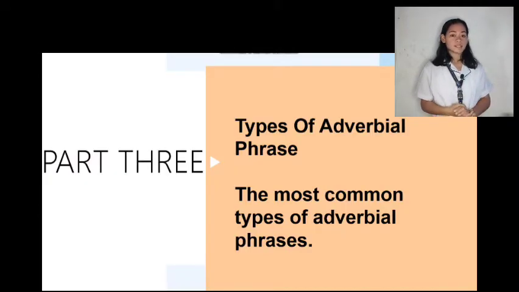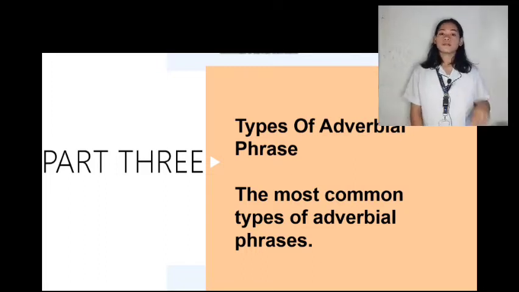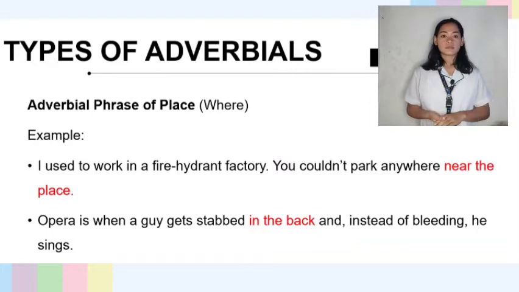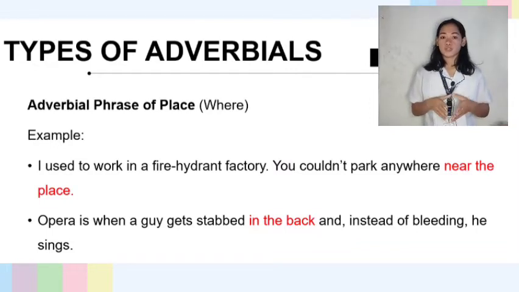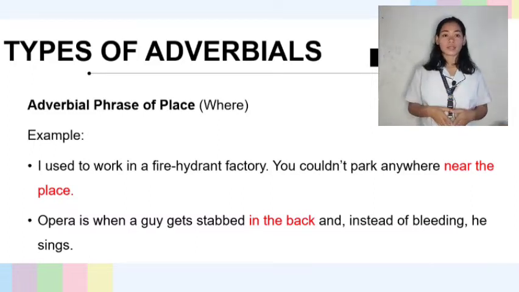Let's come now to the types of adverbial phrases. Here are the most common types. First we have the adverb phrase of place. It states where the action happens. For example, I used to work in a fire hydrant factory. You couldn't park anywhere near the place. So the adverbial phrase here is near the place because it states where the person in the sentence couldn't park.